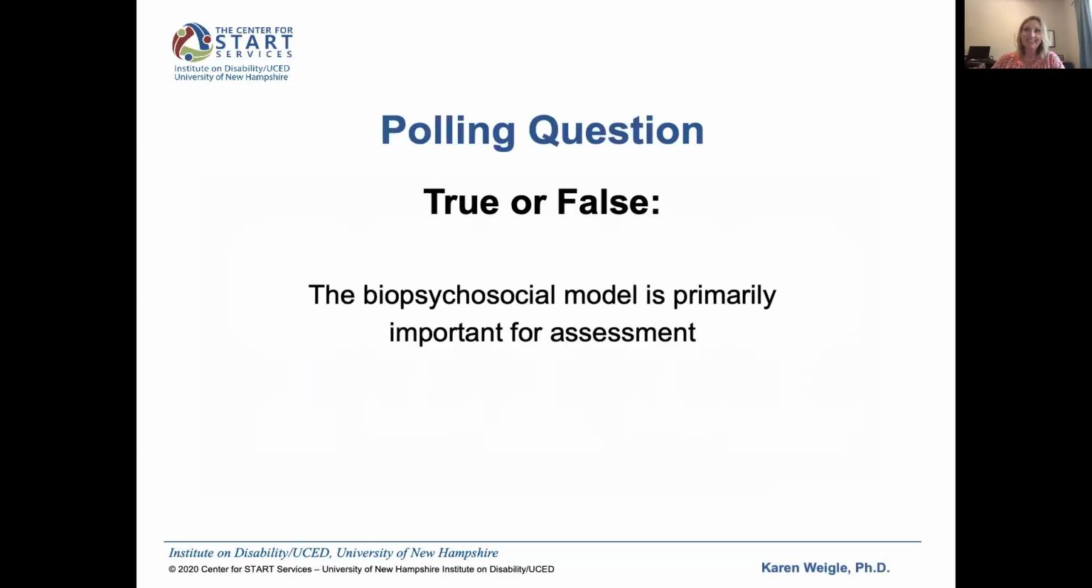I think I went pretty quick. Polling question, really quick. Biopsychosocial model is primarily important for assessment. Would you say that's true or false?